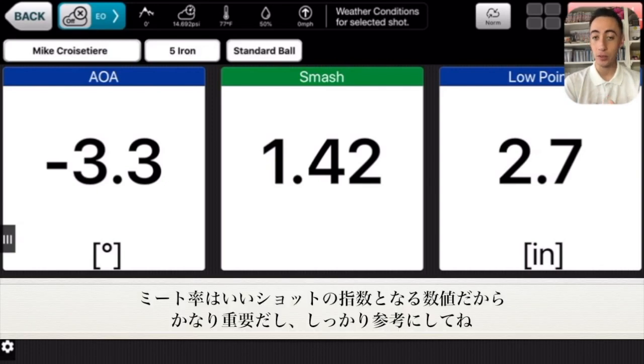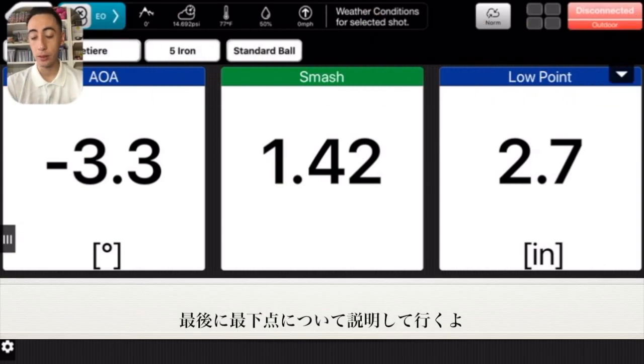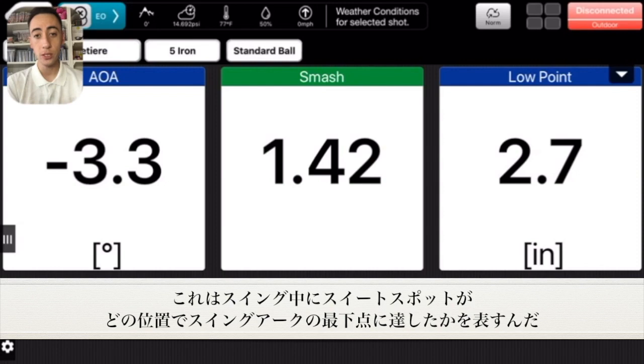Again, smash factor is a great indicator of how good your contact is, so I think it's one of the most important things to be tracking when your contact is very poor. Now, moving on to the last data point, which is going to be low point. Low point is basically where the sweet spot of the golf club reaches its lowest point in the arc of the swing, right?